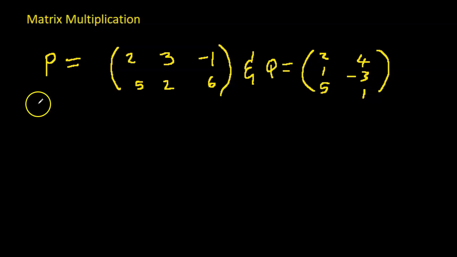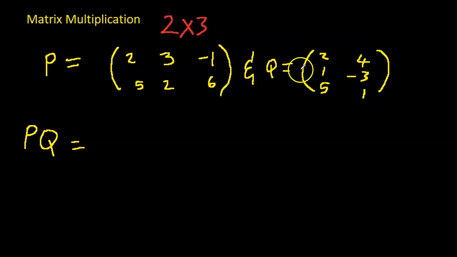So here we have another problem. We also find PQ. But let us check if it's possible to get the product of P and Q. So what type of matrix is P? What's the order of P? P is how many rows? 2 rows and 3 columns. So P is what we call a 2 by 3 matrix.